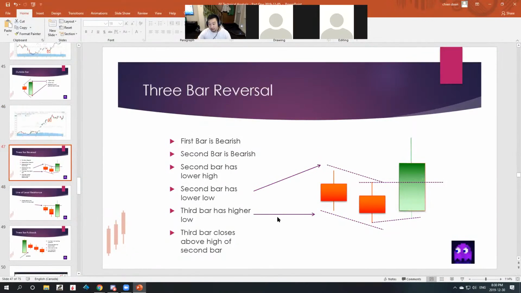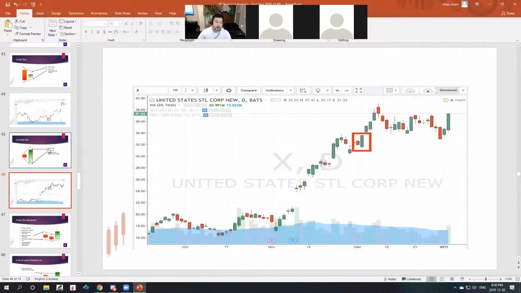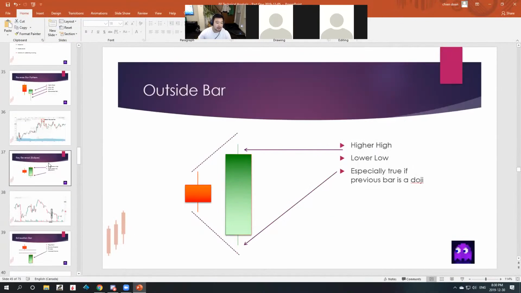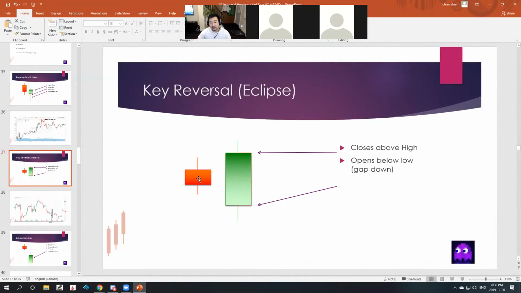Isn't that an eclipse? Yeah, it's similar. Very, very similar. Like here, the eclipse is this one, right? The eclipse is this one where your first candle is small and your second candle engulfs the first candle, right? So it's kind of like this.